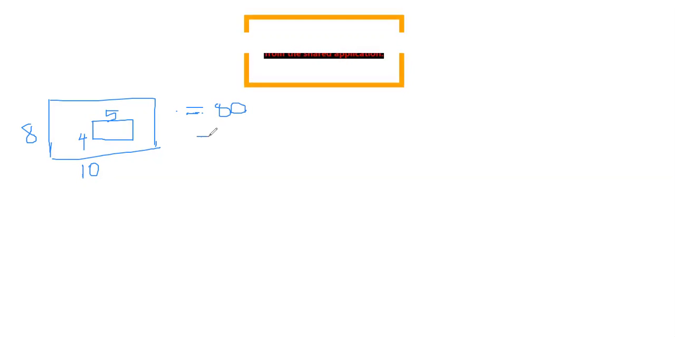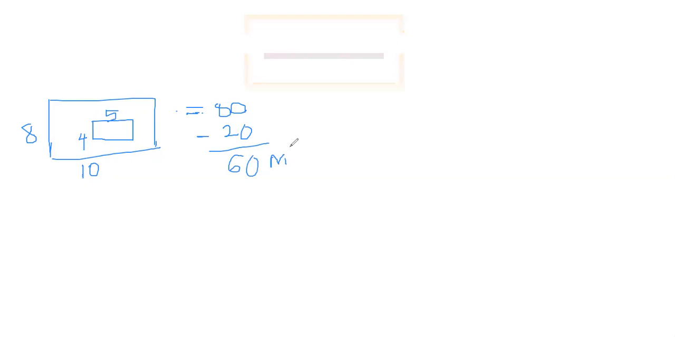Then we subtract the area of this part which we don't want to see, because this area 8 is including also this part. So this is 5 multiplied by 4. The answer is 20. I'm going to subtract that, and I'll get a 60 like that. So this is 60 square meters. That's the area of the shape.